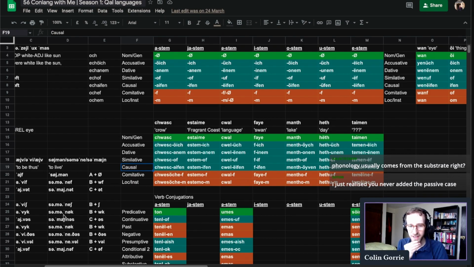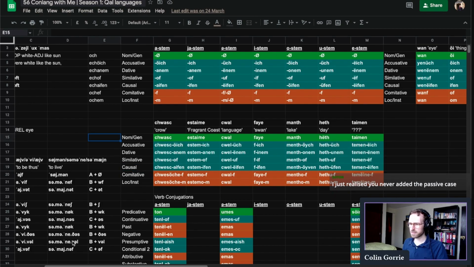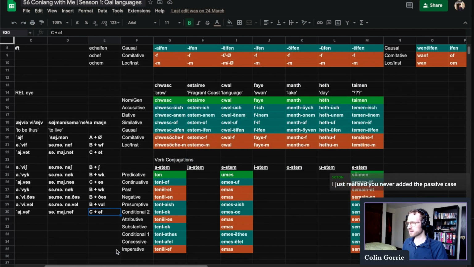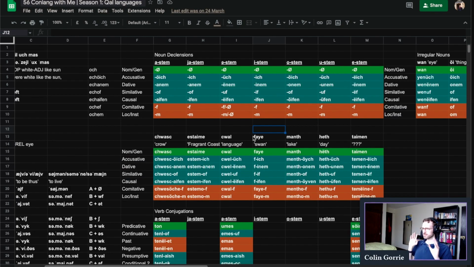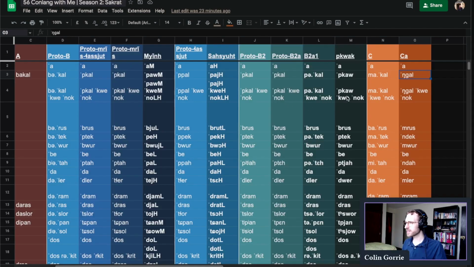Sutton's pointing out something here. Never added the passive case. Didn't I? I thought we did. Okay, let's return to that because that's important, but we shouldn't. Okay, so let's return to CA. This is like the most focused episode ever, as you can tell. Let's return to CA. Oh, it's in the other spreadsheet.